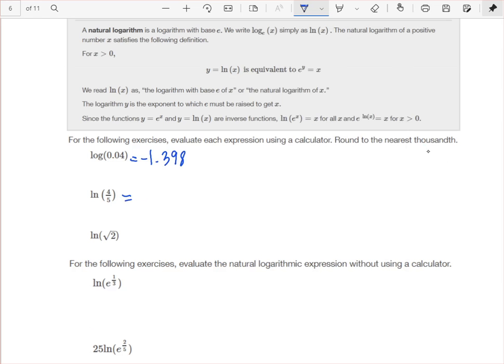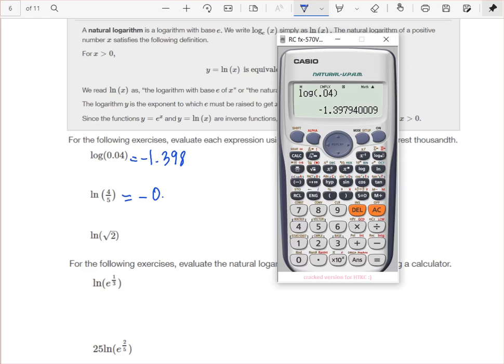ln, you also have that one in your calculator. It's this one. And you get the answer there.